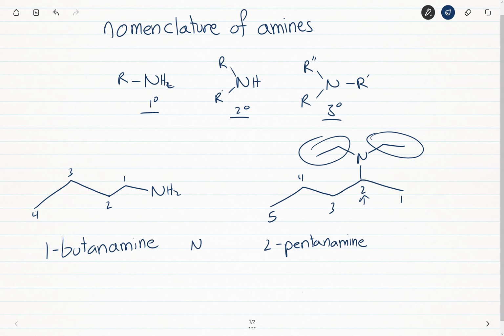Okay, so we have N-diethyl. Okay, both of these are ethyl groups. They're both on the same position. They're on the nitrogen. And so when we do this, we treat this N designation just as we would a numbering designation. So N, we have to put it twice since there are 2. And so it's N,N-diethyl-2-pentanamine is the name of this molecule.